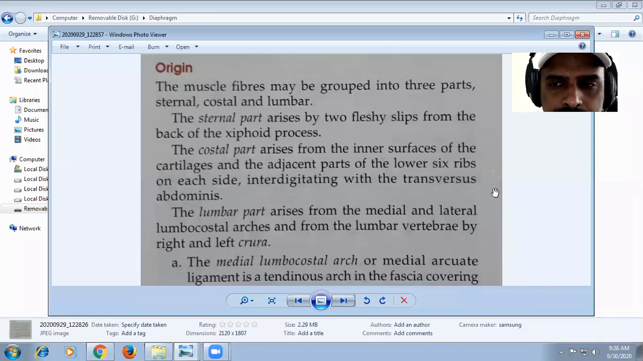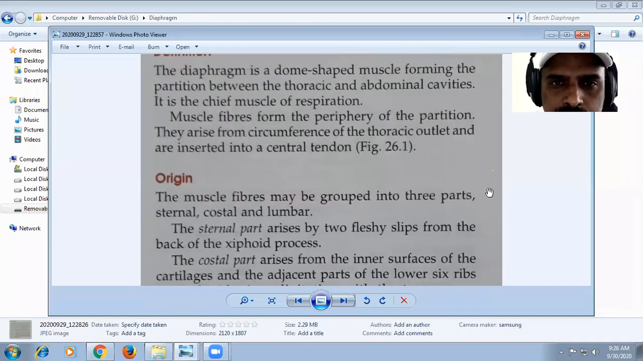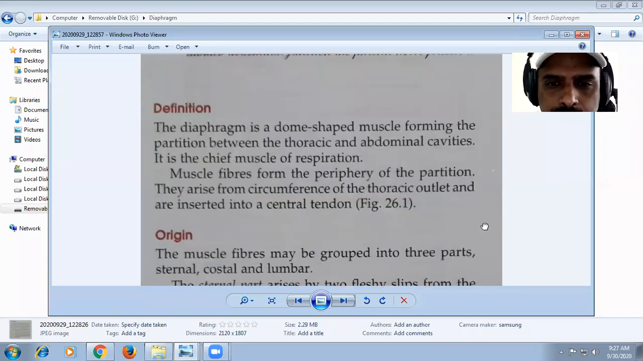To revise: the diaphragm is a dome-shaped muscle forming the partition between the thorax and abdominal cavities, and it is the chief muscle of respiration. Going to the origin, the fibers may be grouped into three parts: sternal fibers, costal fibers, and lumbar fibers from the lumbar vertebrae. You have to remember that.